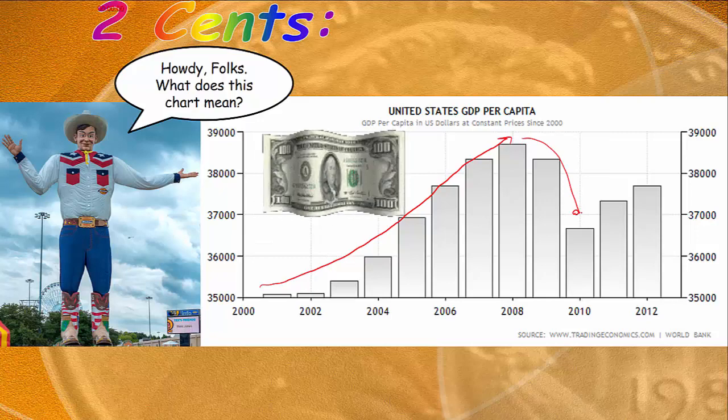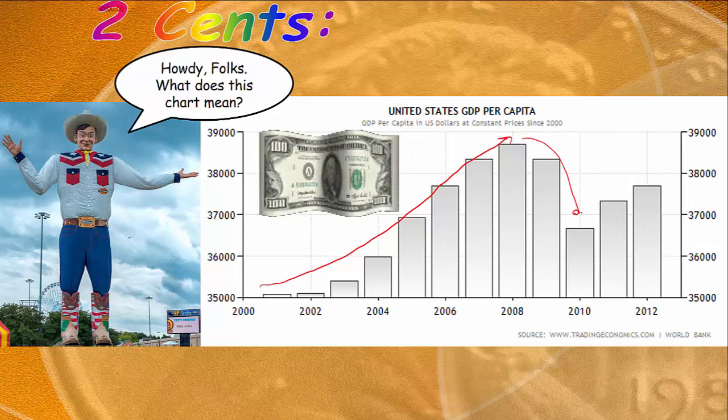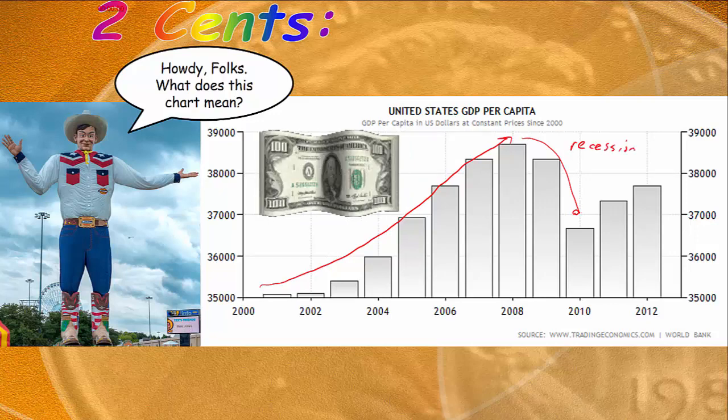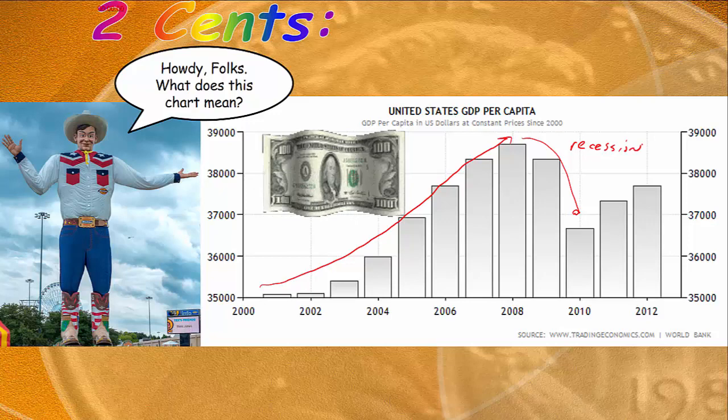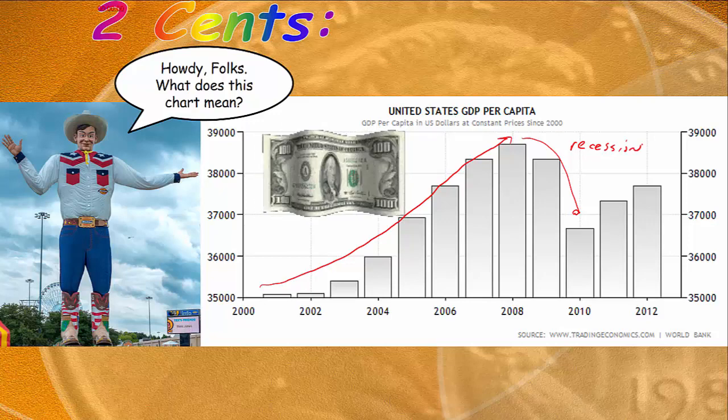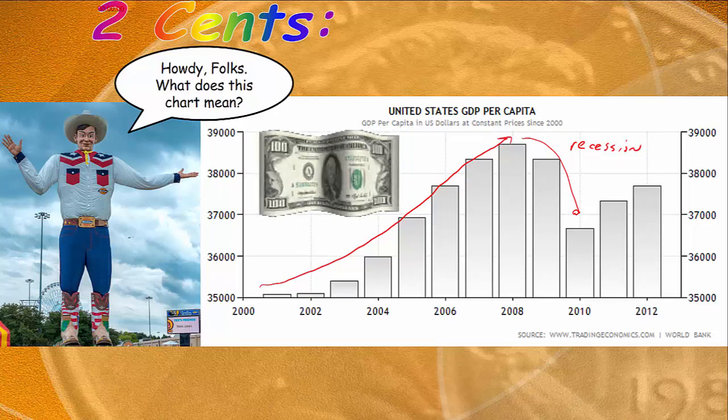Okay. The reason it dropped in this case in 2008 was because we had a recession. And one of the things you're going to learn today is that GDP is used to determine whether or not we're in a recession. And so let's move on to all that stuff.